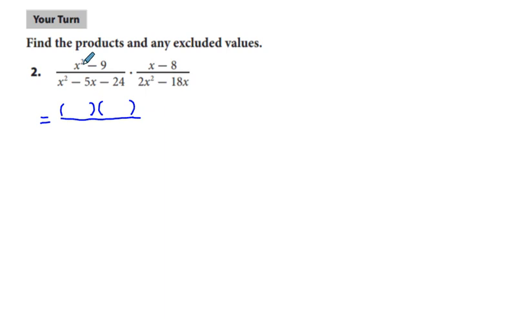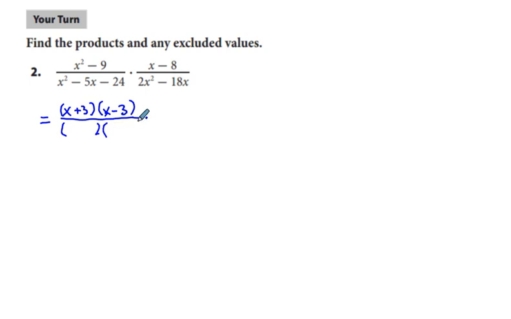So what is the square root of x squared? x. So we put x here, and then plus or minus. And what is the square root of 9? It's 3 and 3. So we factored this first part. Then down in the denominator, we have x squared minus 5x minus 24. We're going to try to factor that.